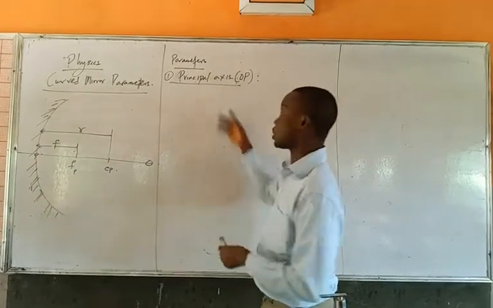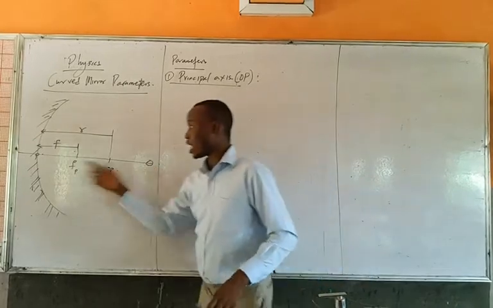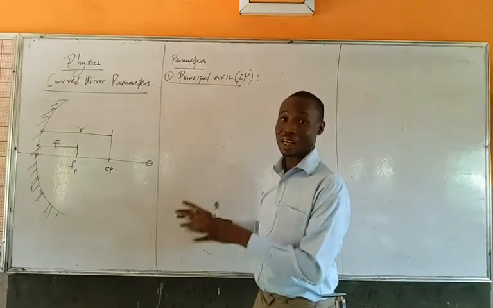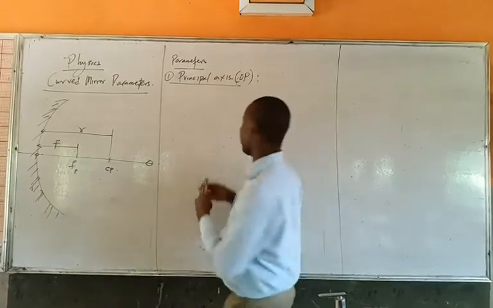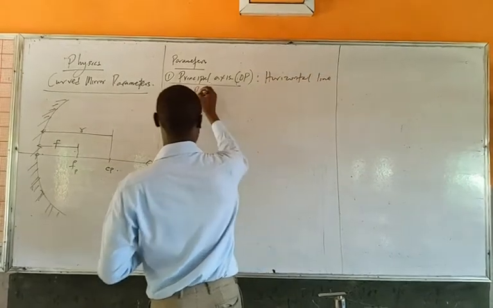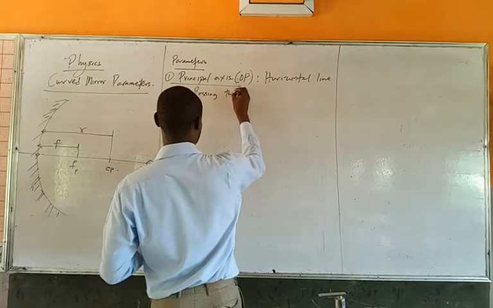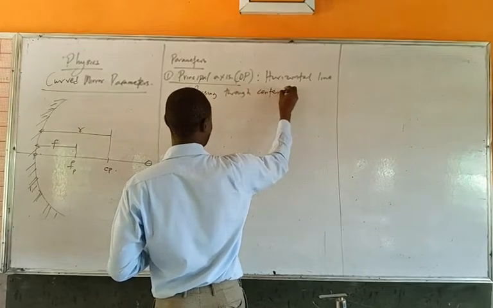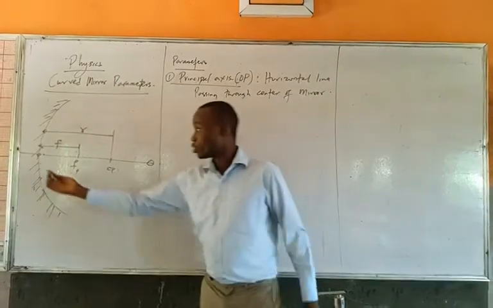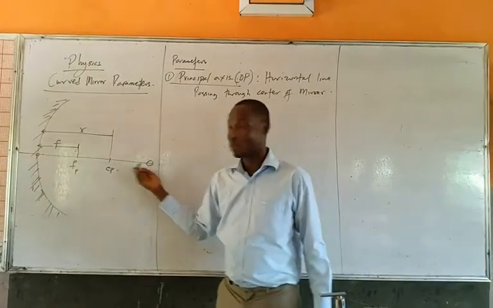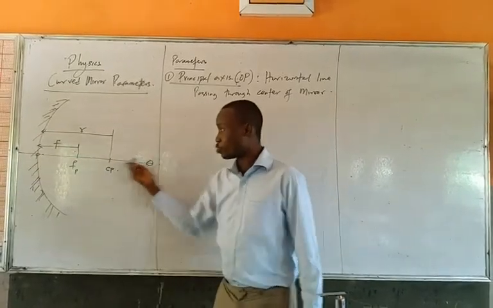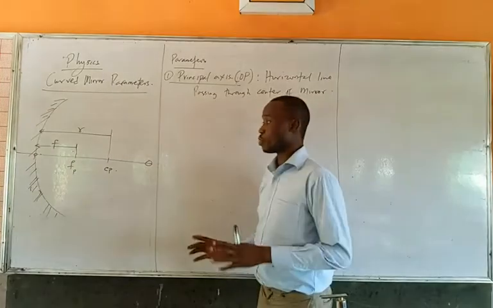The first thing there is the principal axis. The principal axis is this line OP. That's the principal axis: the horizontal line passing through the center of the mirror. This is the principal axis. This is vertical, this is horizontal. So the horizontal line passing through the center of the mirror is the principal axis.